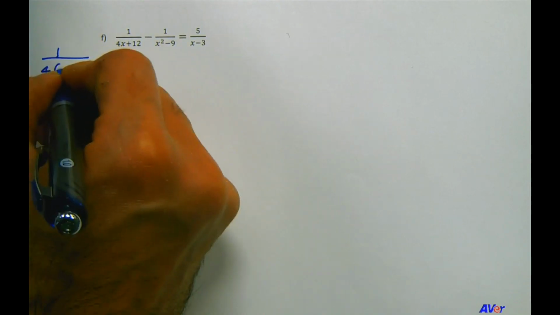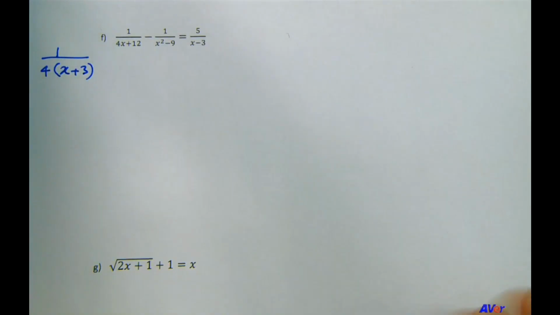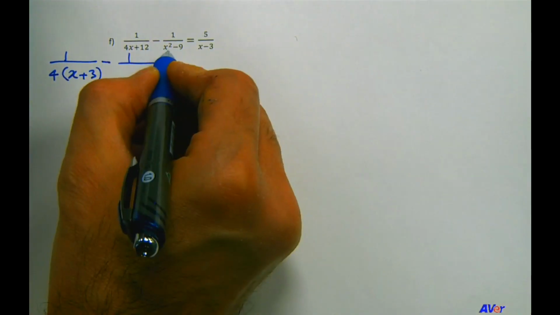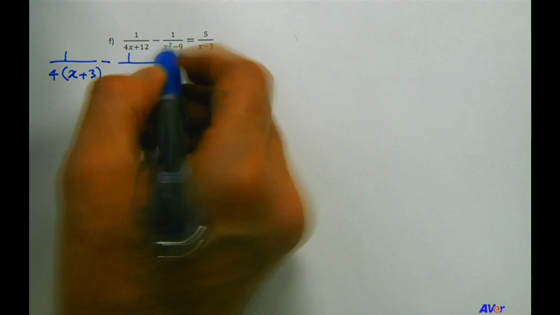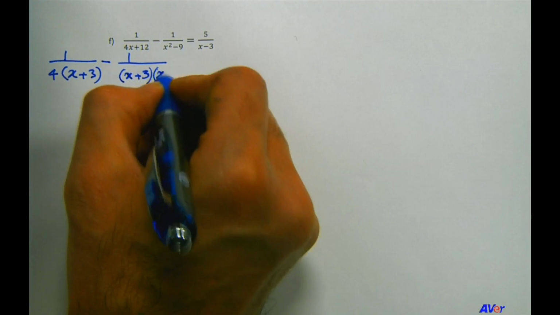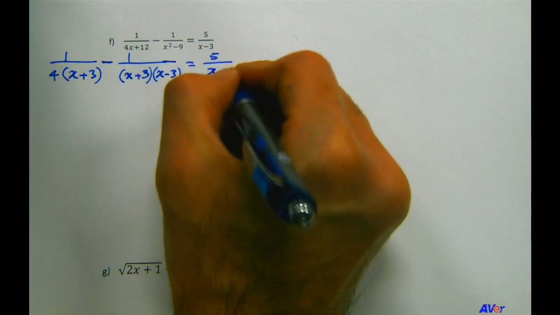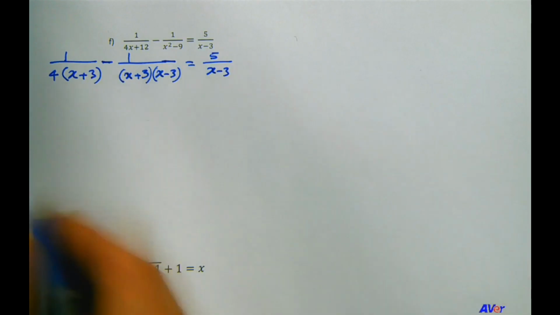So let's factor it. 4 times x plus 3 minus, can I factor that expression, x squared minus 9? 9 is a perfect square, right? X squared minus another perfect square. Yes, we can factor that expression into x plus 3 times x minus 3 equals, can I factor x minus 3 here? No, it's just by itself. We cannot factor that any more than what it is. Okay, now we're ready to write down the LCD, right?